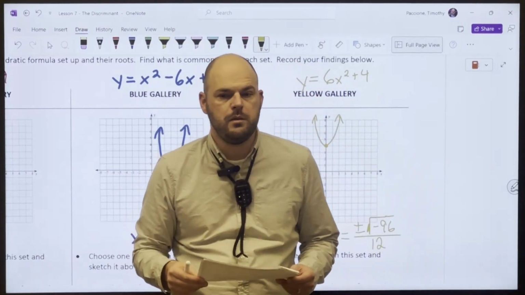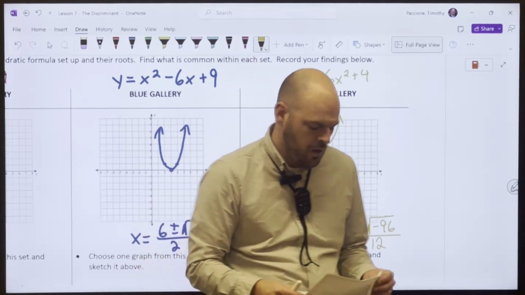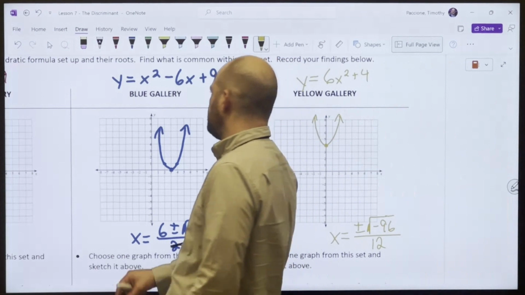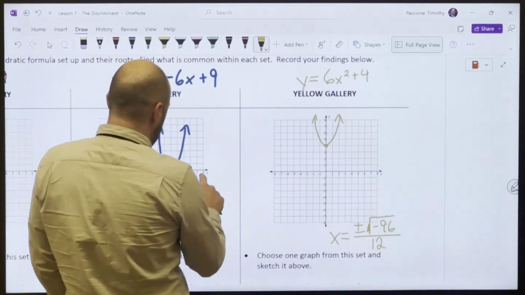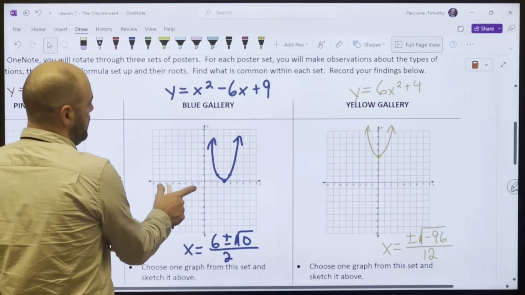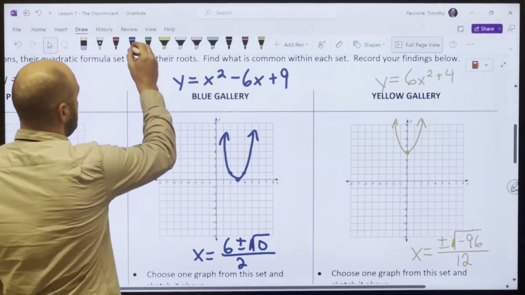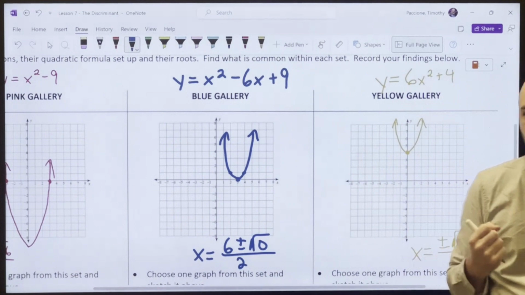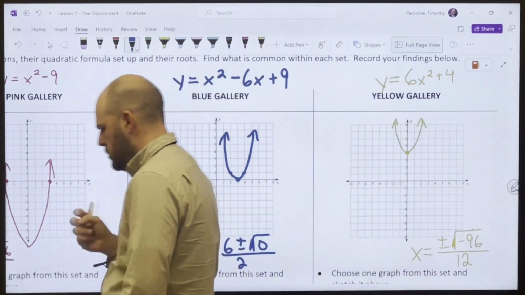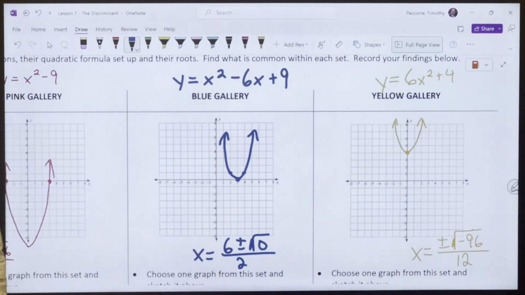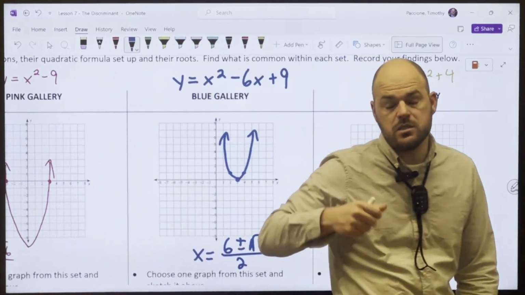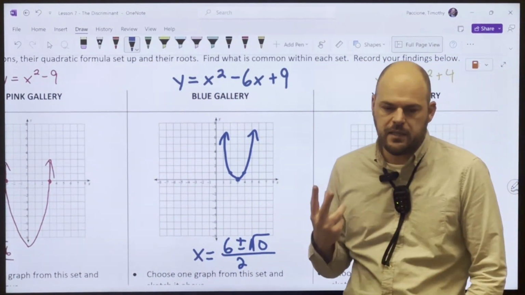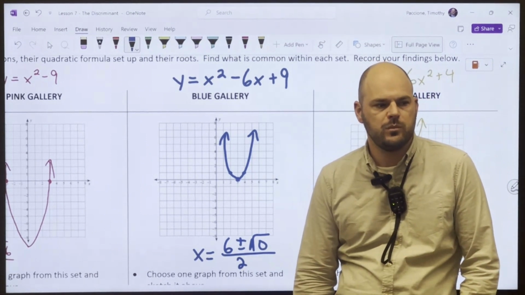All right, are we ready? Want to talk about it? Okay, so we're going to start with the blue, okay? And there were 2 things I wanted you to notice, and I put up an example of the blue. I just picked one of them, right? There's a couple things that the blue graphs all had in common. Well, I should say the blue quadratic equations, graphs, and formulas had in common. What was one thing they all had in common? What do you think?